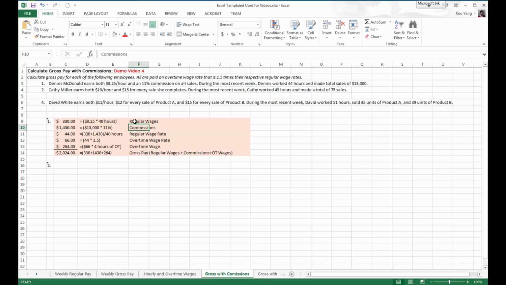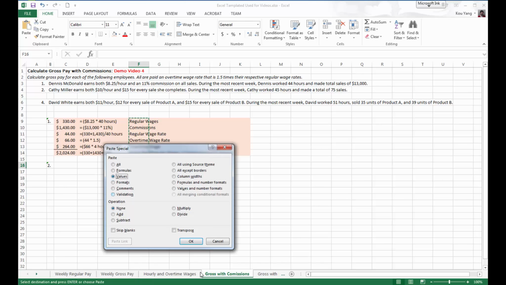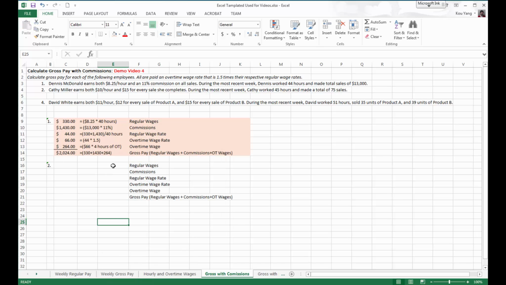Okay, so same thing. I'm going to go ahead and copy this here. Copy, I'm going to paste this down here because I'm going to make the same calculations. Okay. So what I'm going to do is I'm going to go ahead and find her regular wages first. I'm going to take $10 times 40 hours. Okay, that's her regular wage rate.